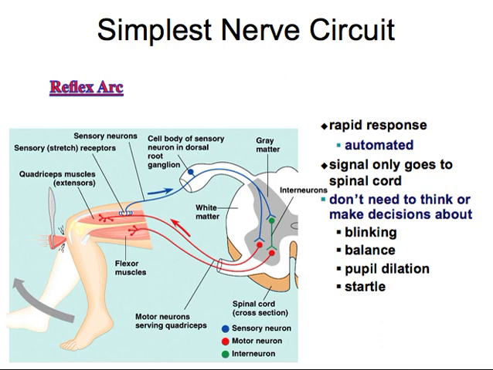Okay, so the reflex arcs are things that you don't need to think about or make decisions about. These are things like blinking, balance, pupil dilation, right? The light comes in, it just happens that your pupils constrict. They don't necessarily have to think, oh, the light is brighter, my eyes should constrict, or there's not very much light in here, so my eyes should dilate. You don't think about that. It just happens because it's part of a reflex arc. Or like I just did, startled. Someone startles you, you jump, whatever the case may be.